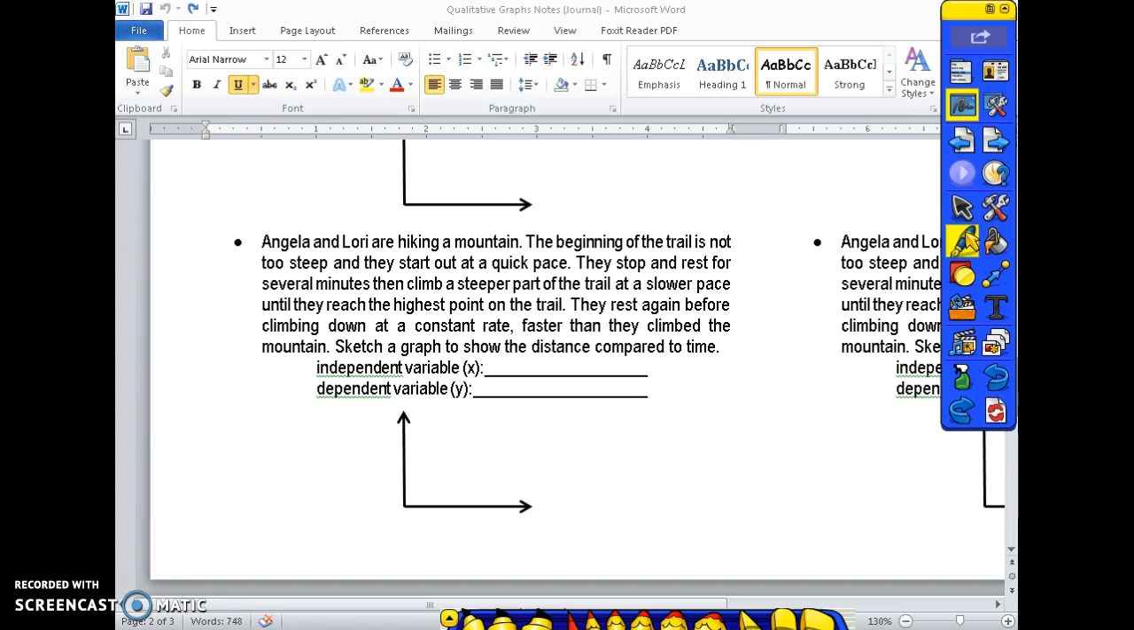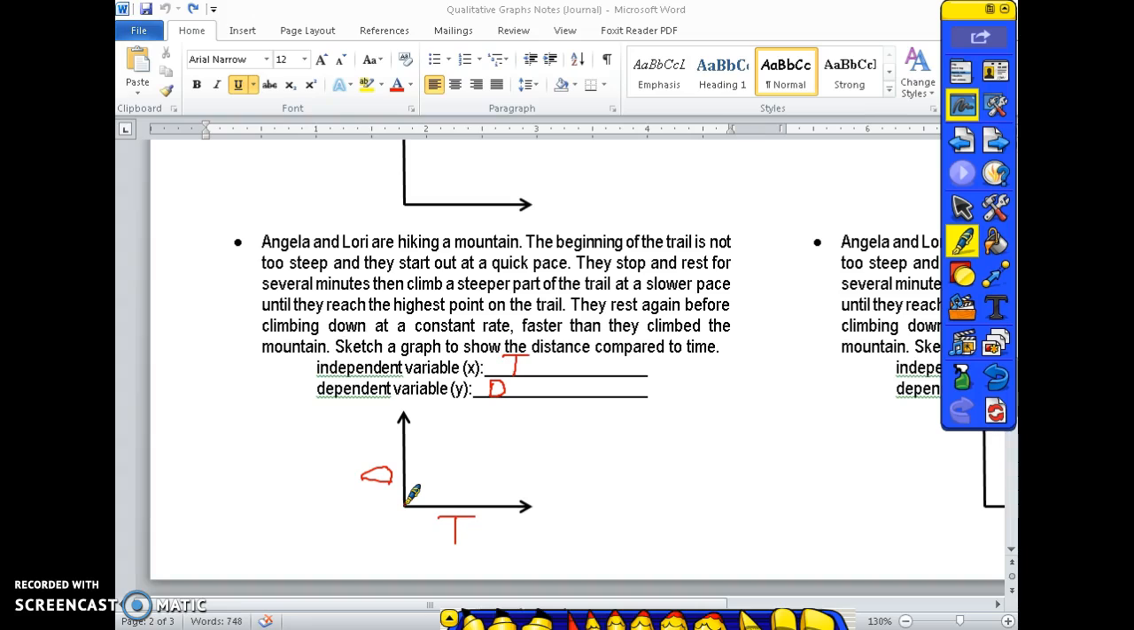Sketch a graph to show the distance compared to time. If it's distance compared to time, time is going to be the independent variable. Distance is going to be the dependent variable. So we label our y-axis with distance and our x-axis with time. Again, these are qualitative graphs. Since they're not quantitative, we don't have to put numbers on our x and y-axis.